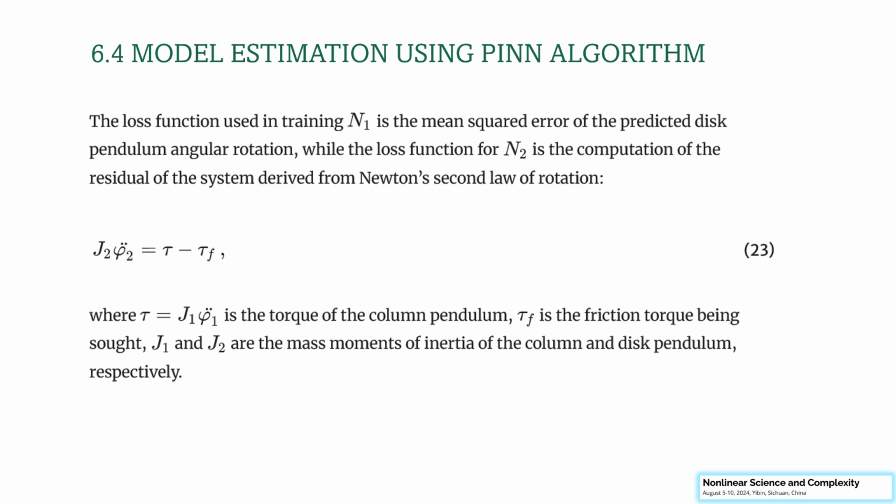A few words on the loss function used in training. For N1, it is the mean squared error of the predicted disk pendulum angular rotation, while the loss function of N2 is the computation of the residual of the system derived from Newton's second law of rotation, where tau is the input torque coming from rotational motion of the column pendulum. Tau F is the friction torque being sought. J1 and J2 are the mass moments of inertia of the column and the disk pendulum.